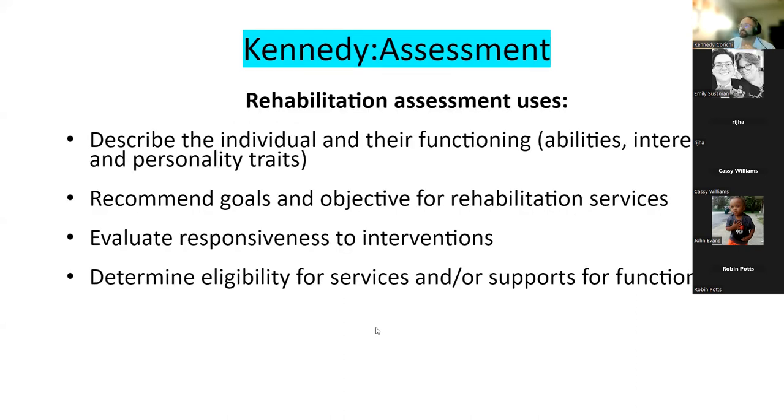During a rehabilitation assessment, it is used to describe an individual and their functioning, recommend goals and objectives for rehabilitation services, evaluate responsiveness to interventions, and determine eligibility for services and or supports for functions. Tell me, is there anybody in here who has never done any sort of an intake or an assessment before and would like to know a little more?